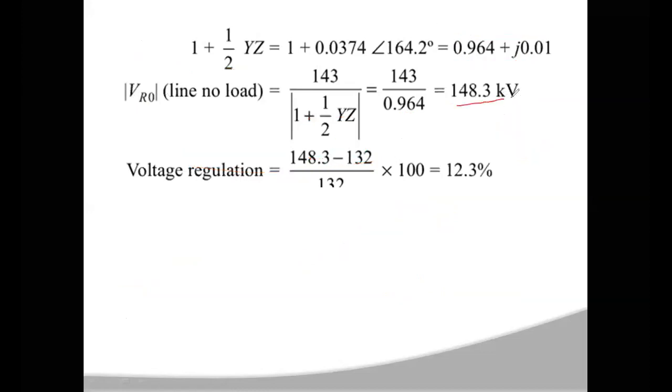So this is the voltage under no load, and under the full load it is 132 kV, which is given in the problem itself. Receiving end voltage under full load condition is 132 kV. So percentage of voltage regulation can be written as V no load minus V full load by V full load. No load voltage is 148.3 and full load is 132, by 132. You will get the final voltage regulation as 12.3%.